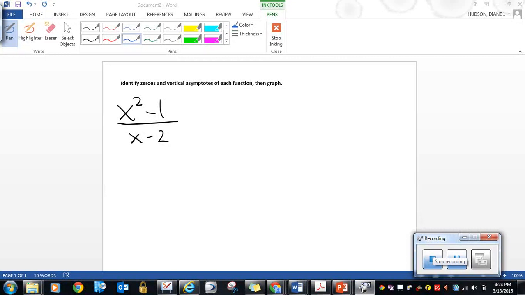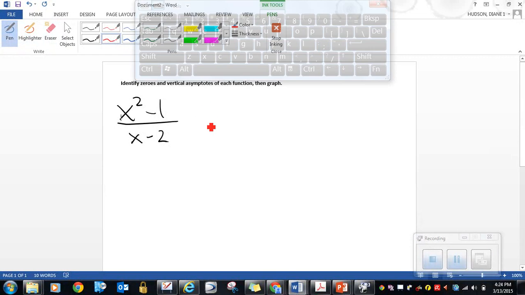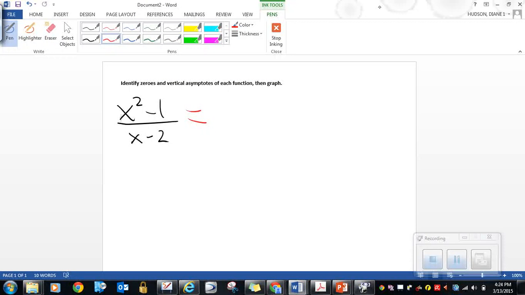So let's say you need to identify the zeros and vertical asymptotes of a function, and then you're going to graph it. So one of the first things you're going to do is you're going to factor. Now I see right away that this is a difference of two squares, x plus 1, x minus 1, and then the denominator is as simple as it can get. Nothing is going to cancel, so this is as simple as my function is, but I need it factored to identify the zeros.